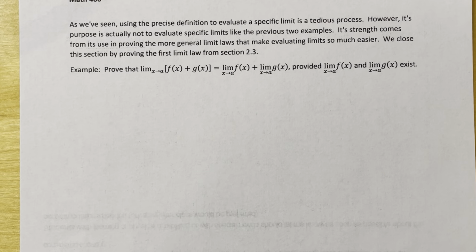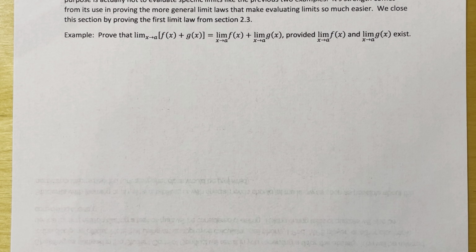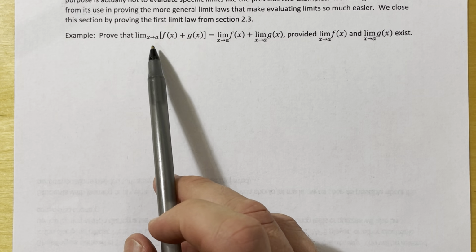We're almost done here. So the last thing I want to do is really the most useful application of this precise definition, and that's proving our limit laws. Because so far the proofs that we've dealt with have been for specific functions, and all that work is going into proving just one specific limit. But if we can prove that any of our limit laws are true using our precise definition, then that means that we can use them with confidence, and we don't have to just take the author's word for it that they work. So this is your first limit law.